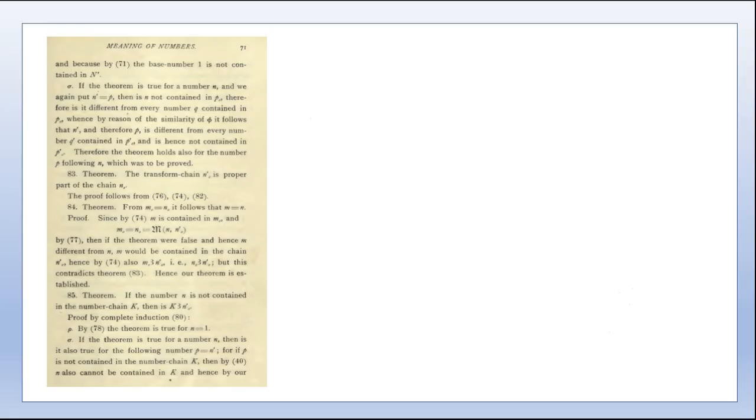Okay, so Theorem 83. The transform chain N0 primed is a proper part of the chain N0. So the proof follows from 76, 74, and 82. So 76, what does that say? Right, so 76 says that N0 primed is a part of N0. This is going to be a really useful property, actually, by the way. Something to bear in mind constantly as we go through this chapter.